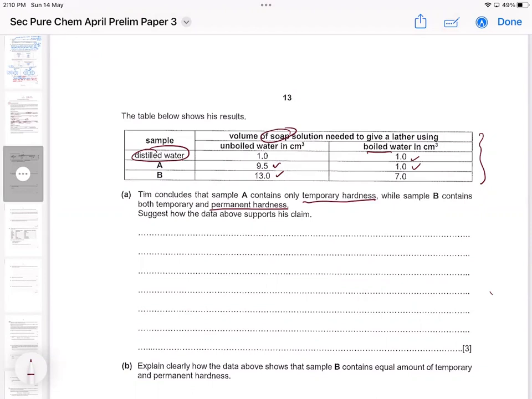So the role of distilled water, right? We can say that it is actually used as a control. And in this case, we say it requires 1.0 cm cube of soap to lather.